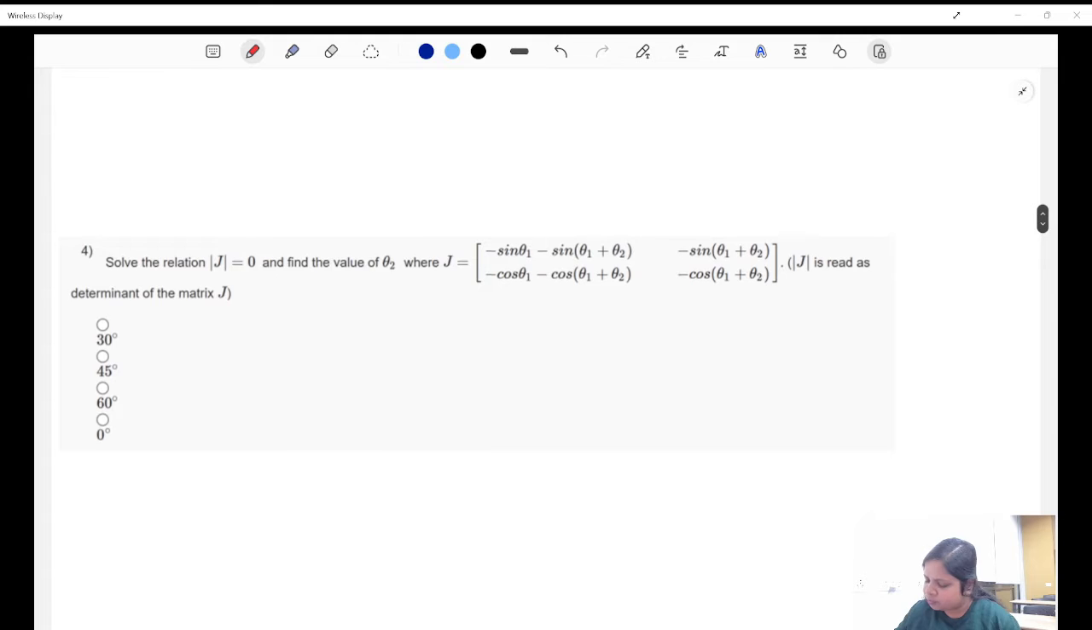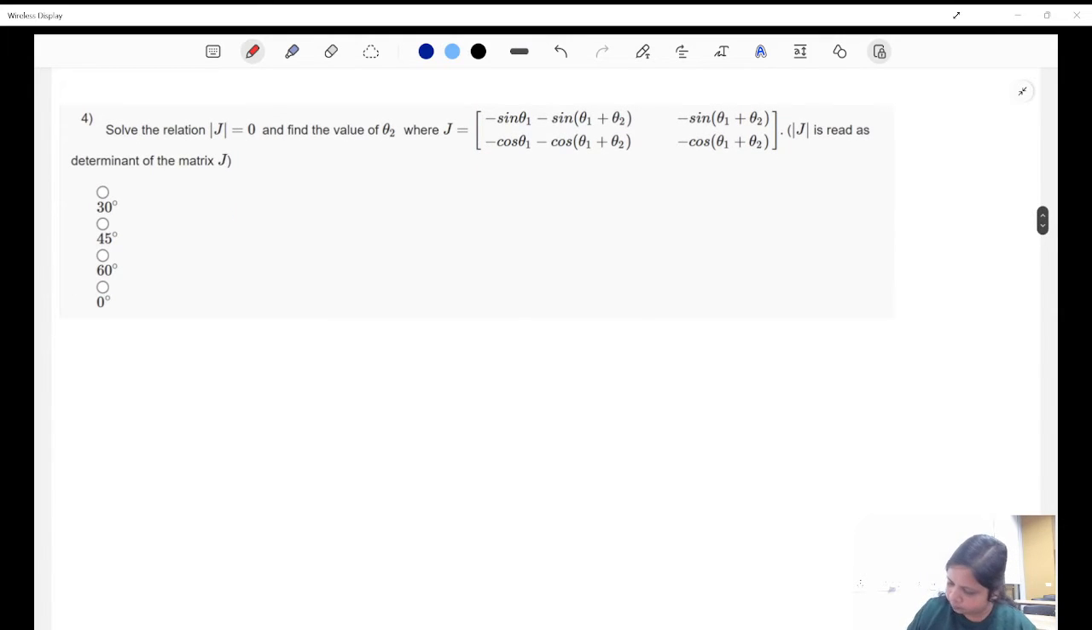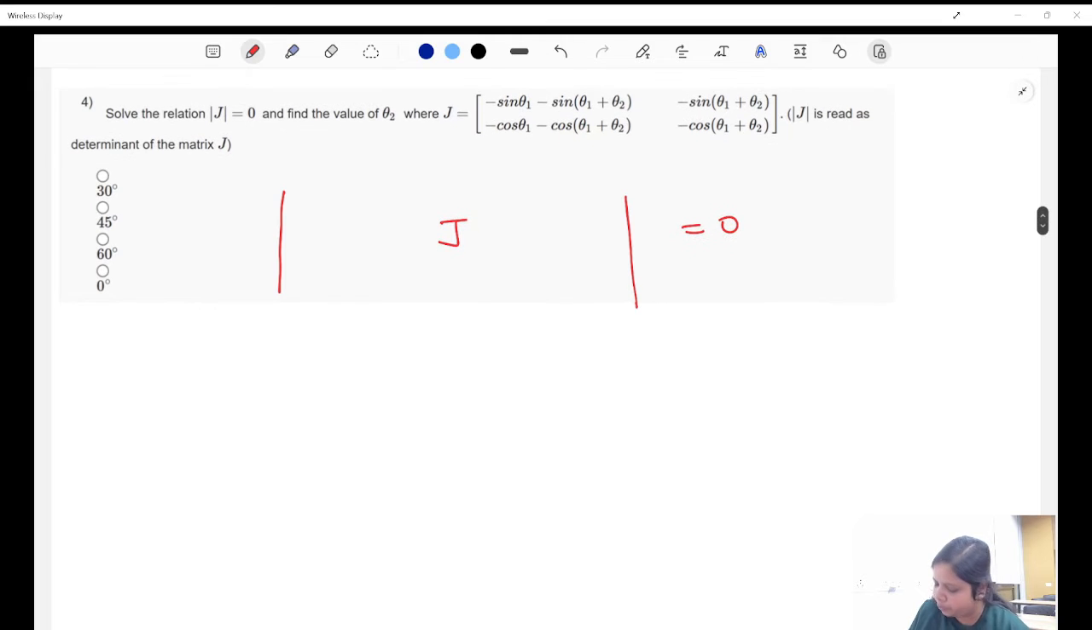Okay. Now let's move on to the fourth question. Solve the relation determinant of J equal to 0 and find the value of theta 2, where J is given by this. So you are basically supposed to solve this matrix determinant to be equal to 0. That's it. So what are you going to write? Determinant of this matrix J that is given to you is equal to 0. If you write the determinant of the matrix, what are you going to get?